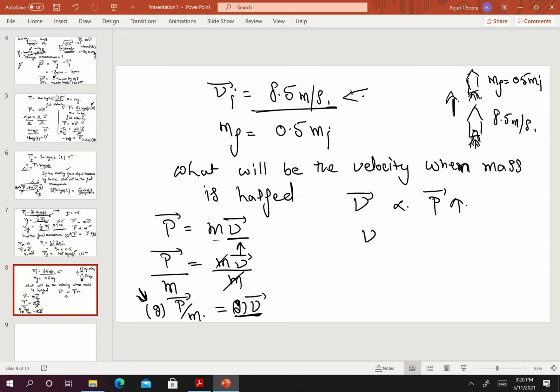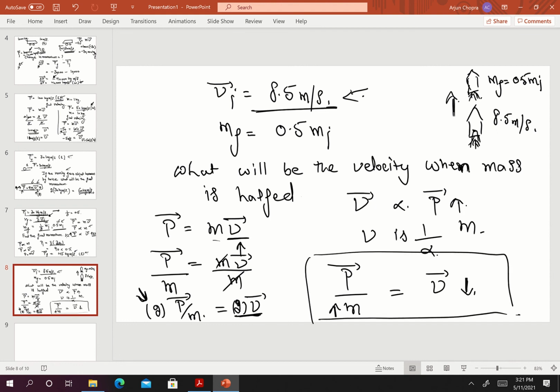Whereas velocity is inversely proportional to mass. So what does this mean? That if I increase the mass value, then what's going to happen? Velocity will come down, isn't it? By the looks of this formula. So basically, if I increase the mass by 2 times, the velocity will reduce by 2 times.